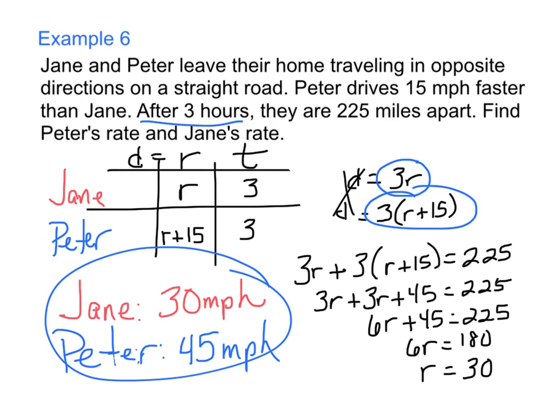One last thing. Some people like to draw diagrams. And if you had a road and you wanted to say, here's Peter, and Peter went 3 times R plus 15, and here's Jane, and she went 3R, and you saw that their total distance is 225, and that helped you set up the equation, you can always draw a picture as well.